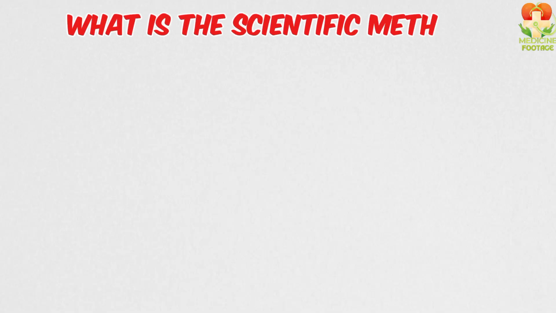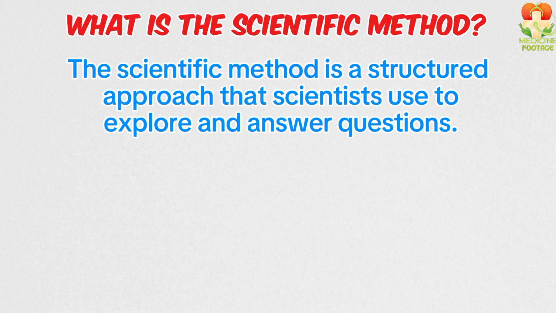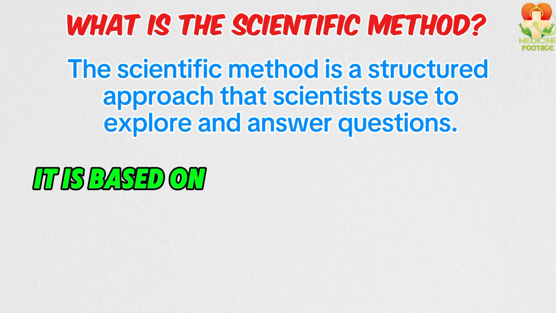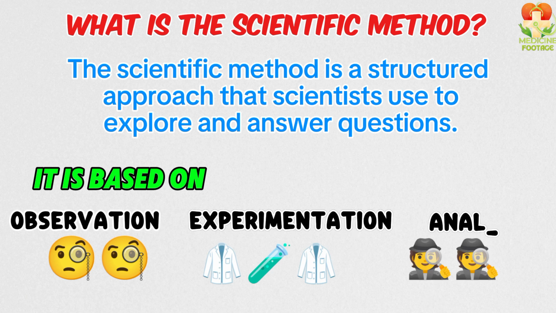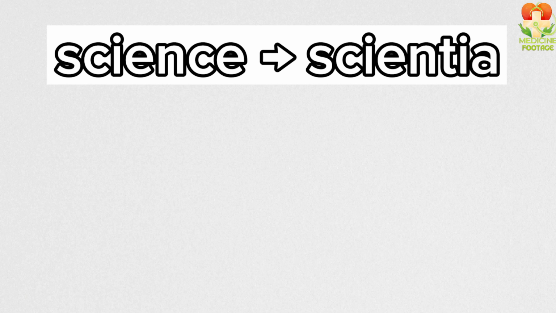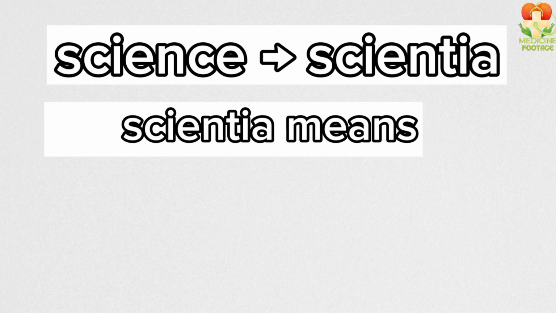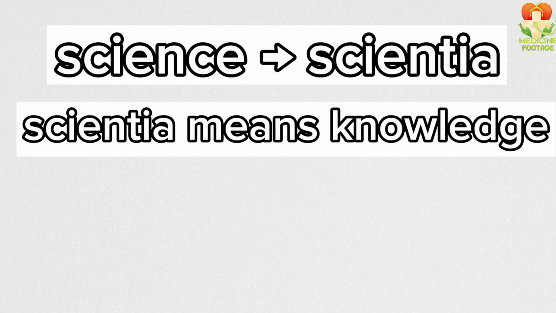What is the scientific method? The scientific method is a structured approach that scientists use to explore and answer questions. It's based on observation, experimentation, and analysis. The word science comes from the Latin word scientia, which means knowledge. So, the scientific method is all about building knowledge through evidence.